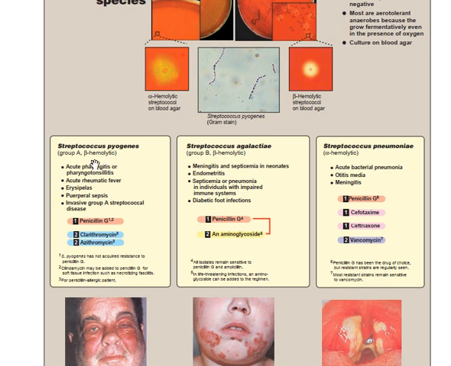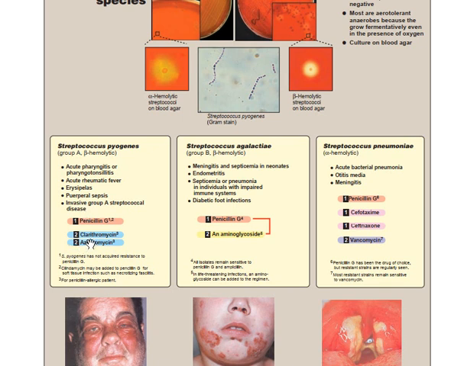Streptococcus pyogenes is going to cause acute pharyngitis or pharyngeal tonsillitis, acute rheumatic fever, erysipelas, puerperal sepsis, and invasive group A streptococcal disease. Is it clear? In order to treat Streptococcus pyogenes, you use penicillin G, clarithromycin, and azithromycin. As first line is penicillin G for Streptococcus pyogenes.